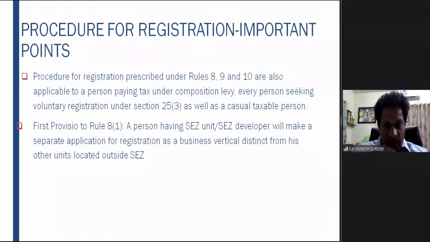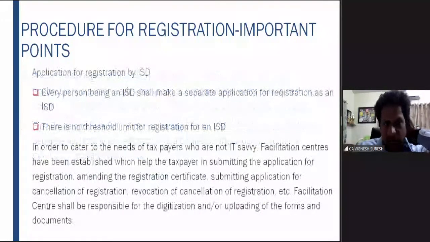And the cess, as I told you before, in a person having a cess unit or a special economic zone developer, in case he has any other units outside the special economic zone, with regard to the unit which is there in the special economic zone, he has to make a separate application for that as a different business vertical. So I hope these points are clear.